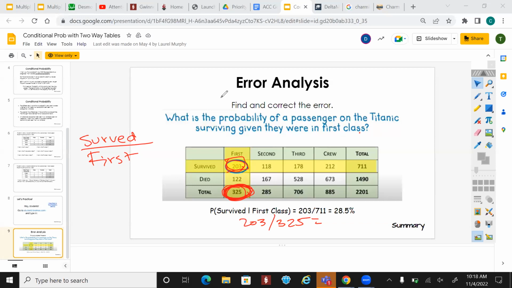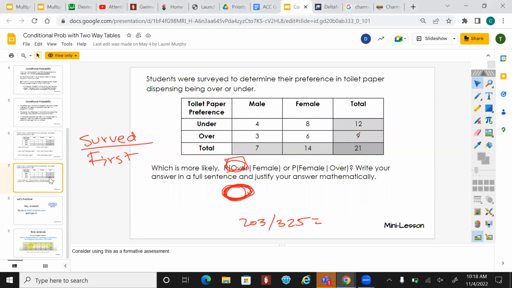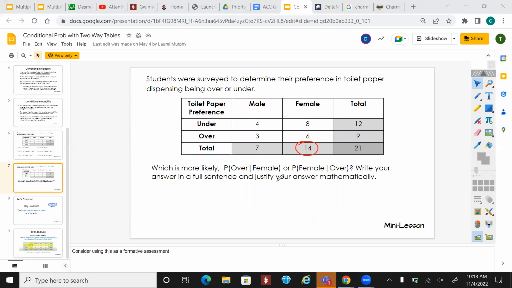Okay, so let's go back to that one then. Let's go back. So we were talking about this one, right? Over, given that they're female. This means that I'm going to go to the female category and I'm going to put the over. So 6 out of the 14. For this one, this is saying out of the over, how many are female? 6 out of the 9.